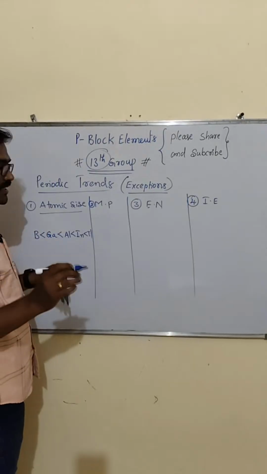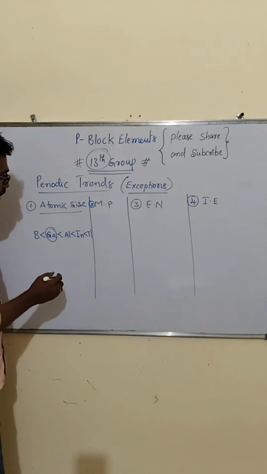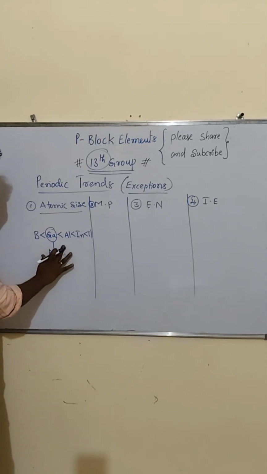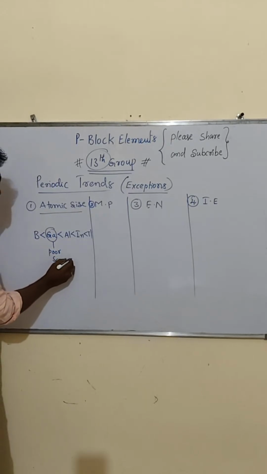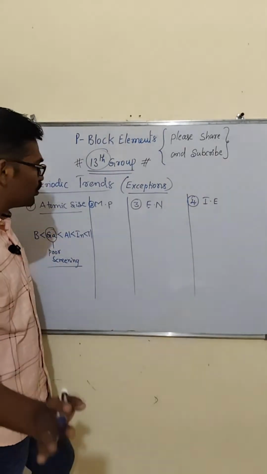The reason is that the atomic size of gallium is less than that of aluminum due to the poor screening effect, or poor shielding effect. Both are the same. Poor screening effect is also called the poor shielding effect.